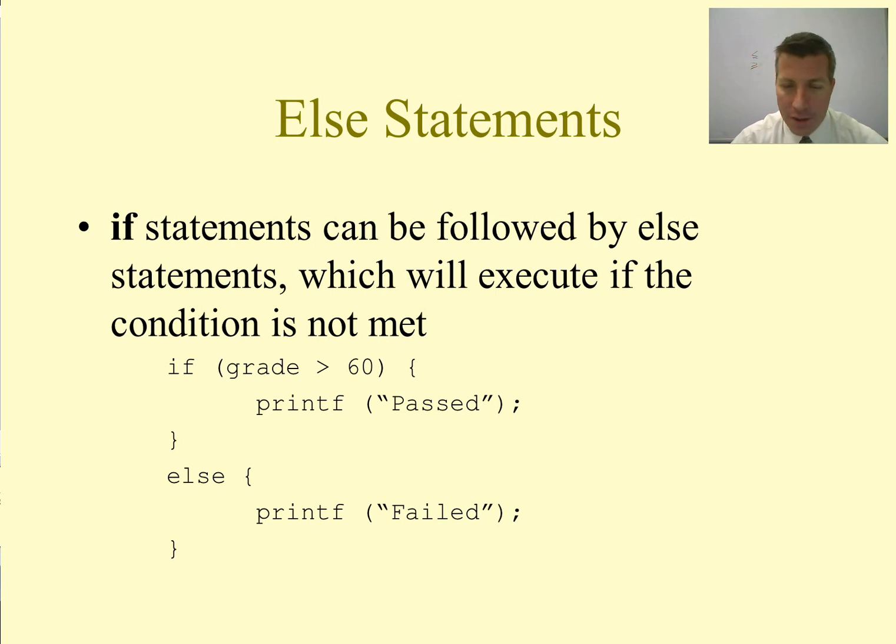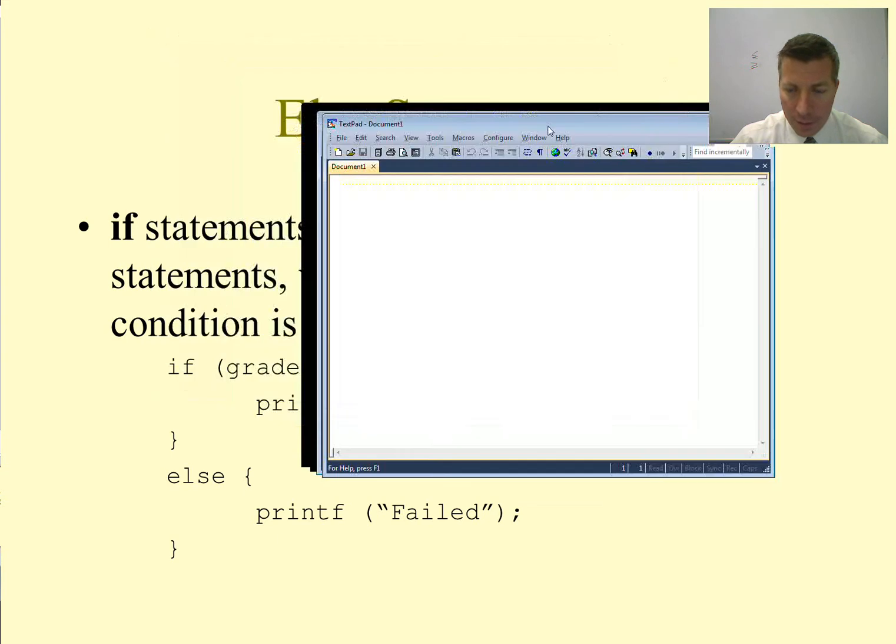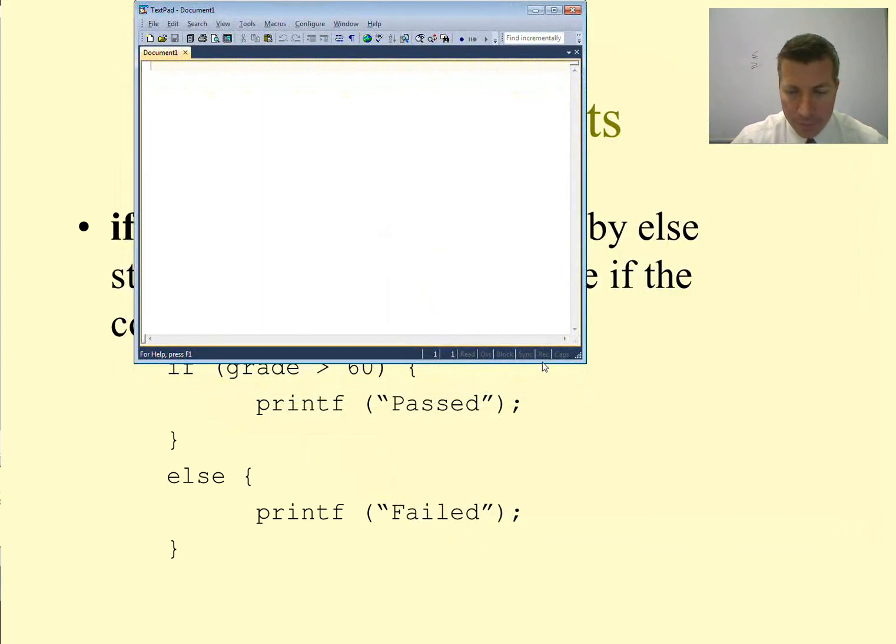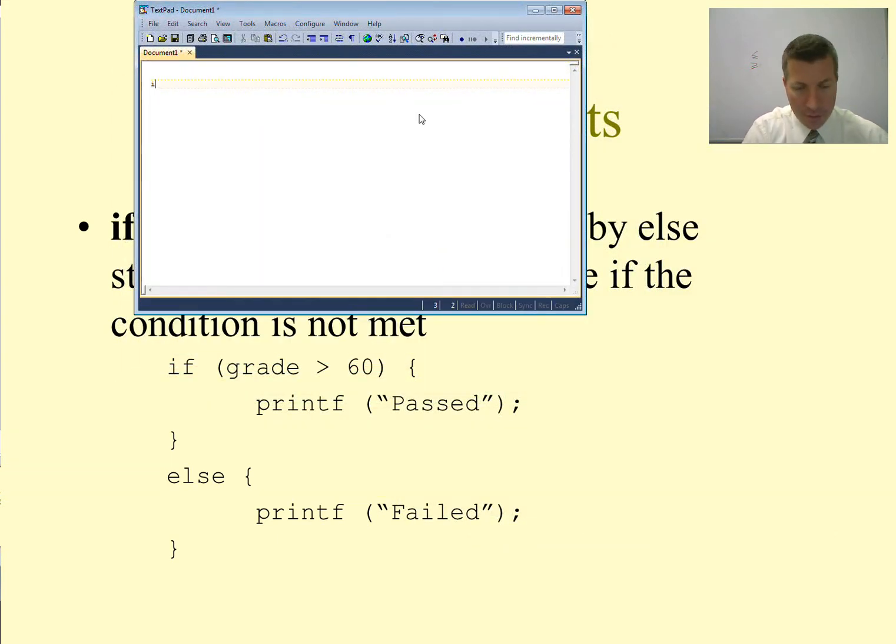Well, I could have written this a different way if I wanted to. So let me show you what we have here. I could have said something like if the grade is greater than 60, I could have done something, and then I could have said if grade is less than or equal to 60, do something else. This code will actually execute exactly the same way as the code that I have here on the slide. Now, there is one difference though, and the one difference is how the computer is going to execute this.